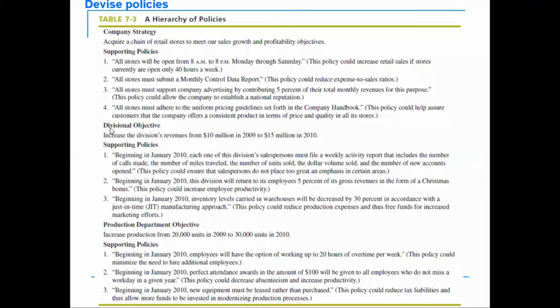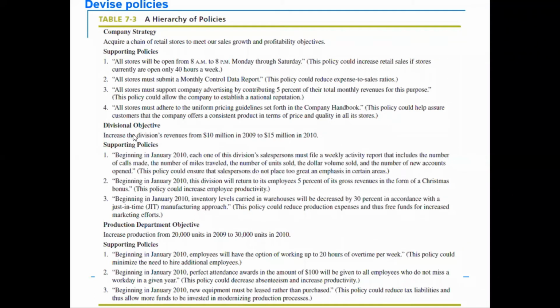But after that, you have some divisional objectives. Now, for divisional objectives, you are classifying your Eastern office, Western office, Northern office, and Southern office. So there are 4 divisions: East, West, North, South. All those divisions should devise their own objectives according to their scale. What are the divisional objectives? Increase the division's revenue from 10 million in 2009 to 15 million in 2010. So every division would decide its sales for the year.